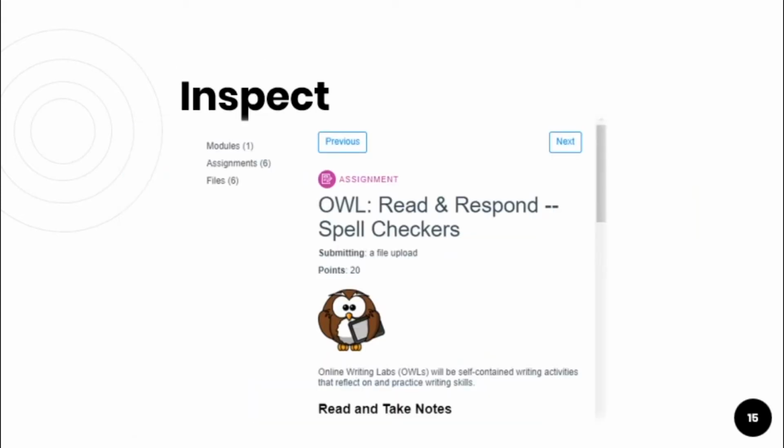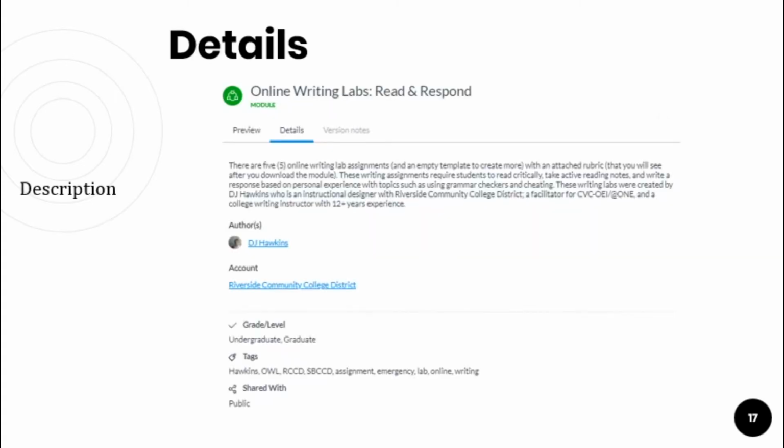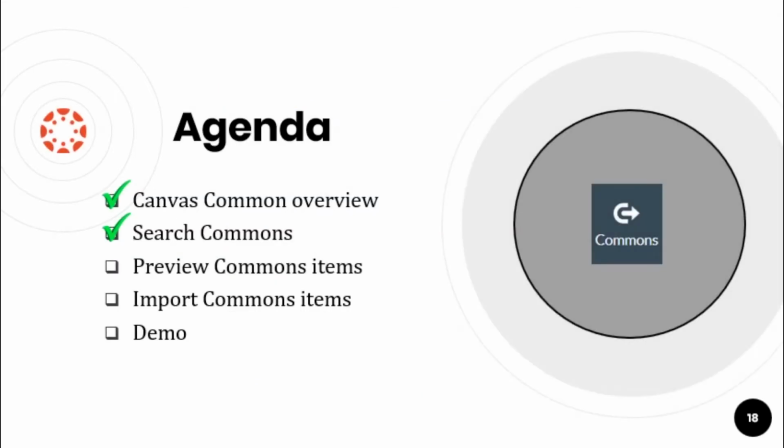You can inspect each item by scrolling down to read what is on the page. If there is an attached rubric, it will display at the bottom. You can see the criteria and the ratings as well as the total number of points. In addition to the preview, you can view the details, which include a description of the item as well as the tags. Likely one of those tags was your search term.